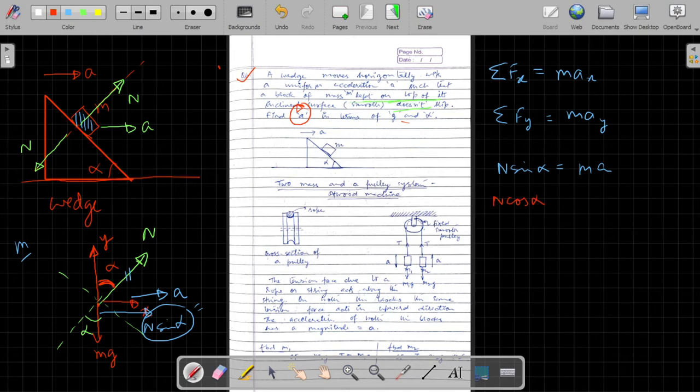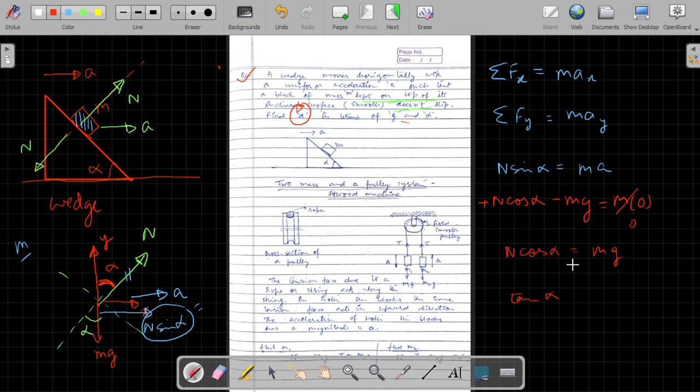So N cos alpha, that is in positive y direction, and mg, that is in negative y direction, is equal to mass times acceleration in y direction, which is 0, since the block is not moving in y direction at all. So all the acceleration of the block is in x direction. There is no acceleration in y direction. So this gives us N cos alpha equal to mg.